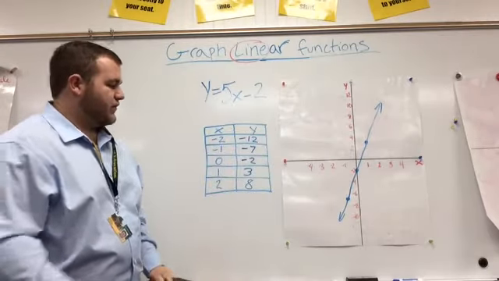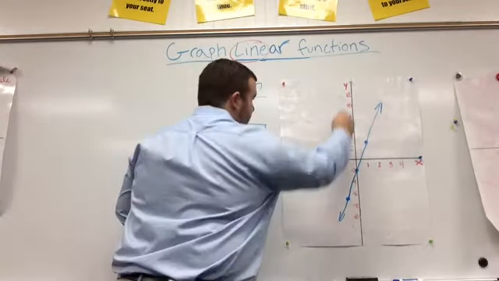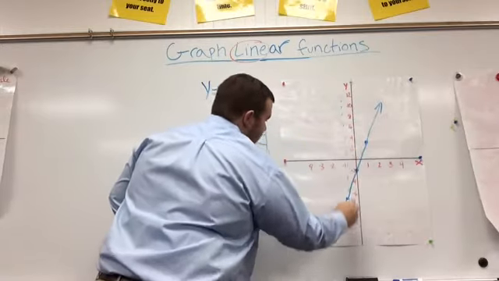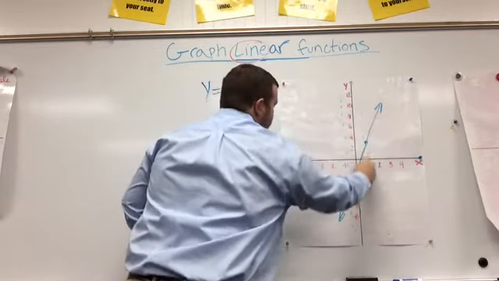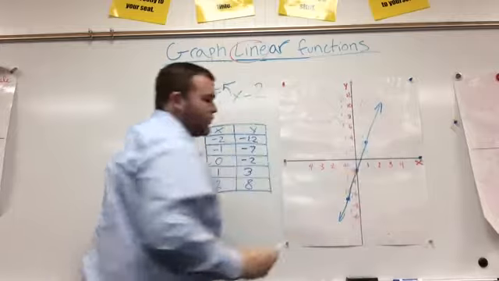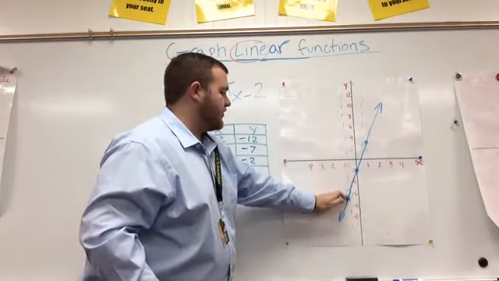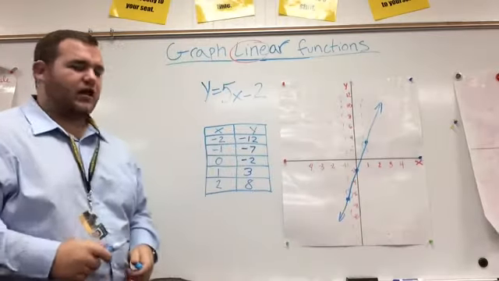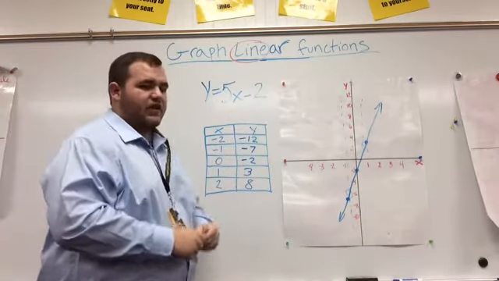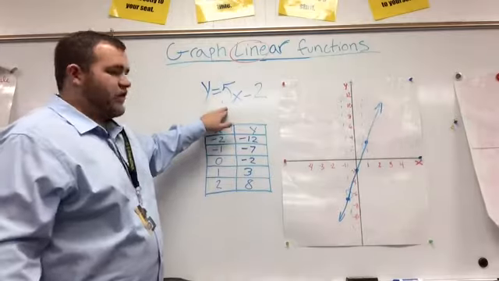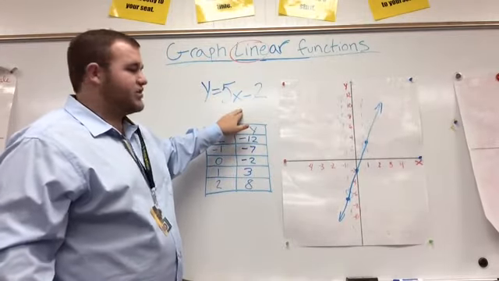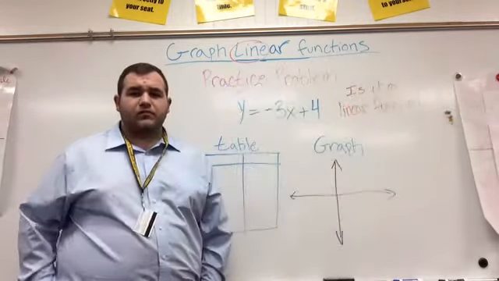And so if we do our vertical line test, we see that each vertical line only crosses the line 1 time. You'll never have a case in which that vertical line will cross here twice with 1 line. And so to answer the question, is y equals 5x minus 2 a linear equation? Yes.